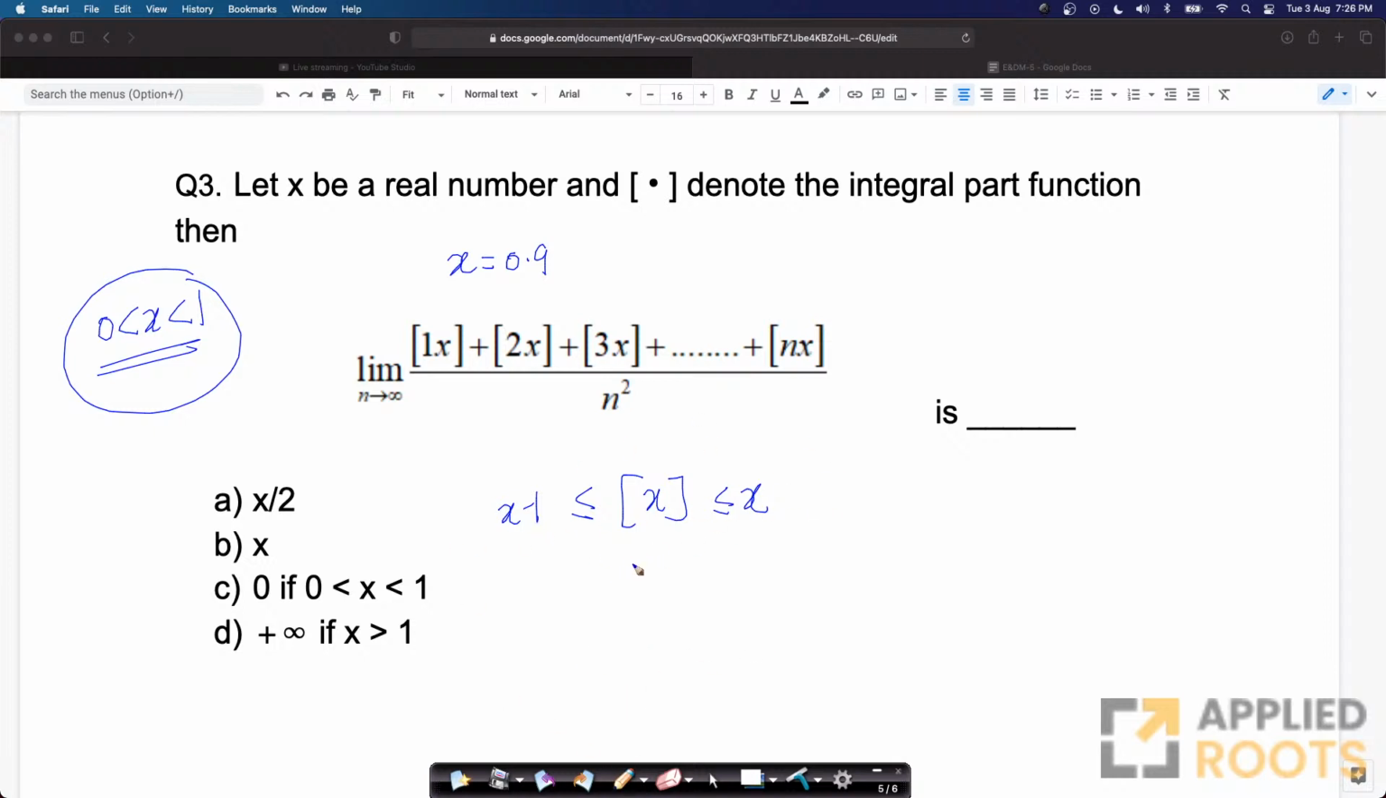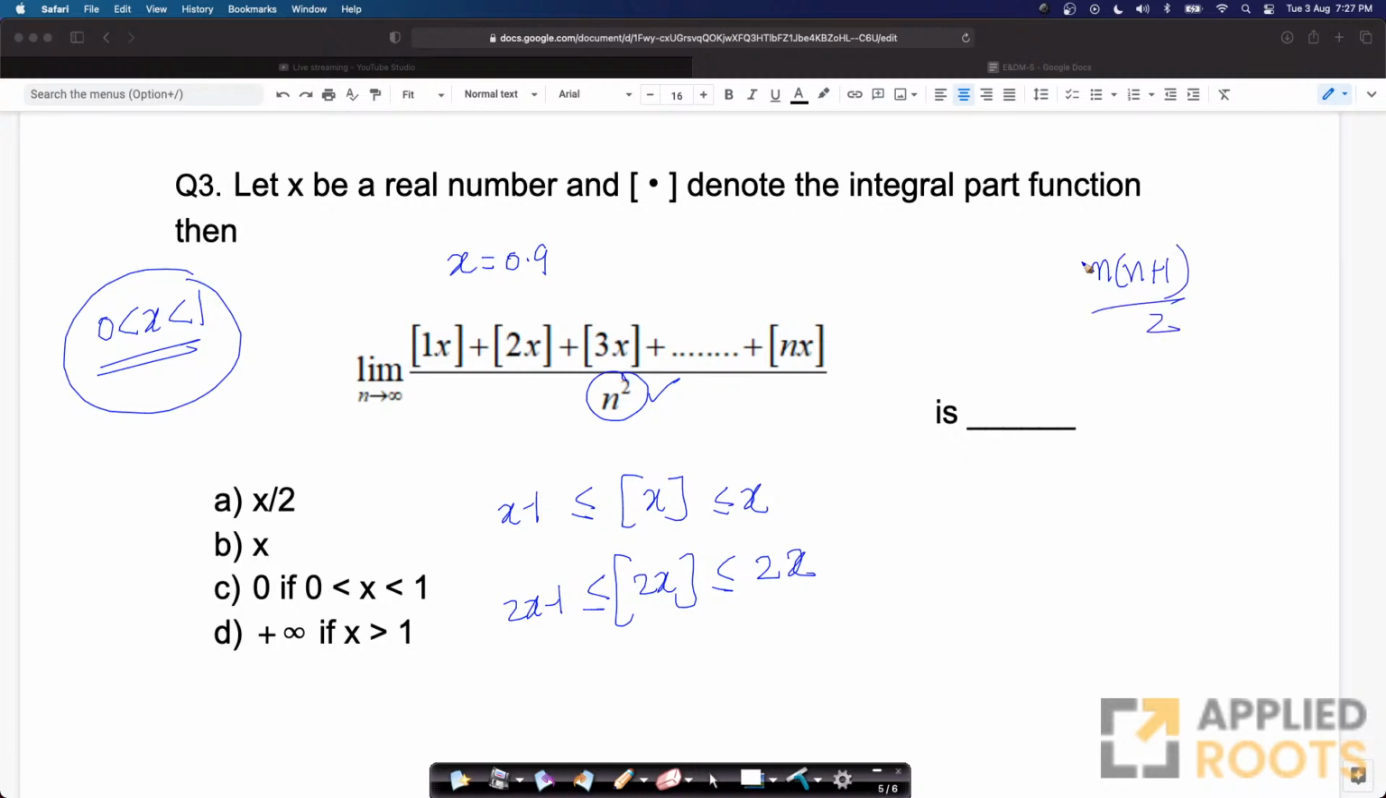So this is one thing that we have. The other thing here is, if you take 2x, the integral part of 2x lies between 2x and 2x minus 1, right? This is commonsensical. Now similarly, I can keep going on. The reason I got this thought process was, there is a denominator n square here. I want to somehow cancel this n square. And if you think about it, if you know the sum of the first n numbers, the sum of the first n numbers is this.